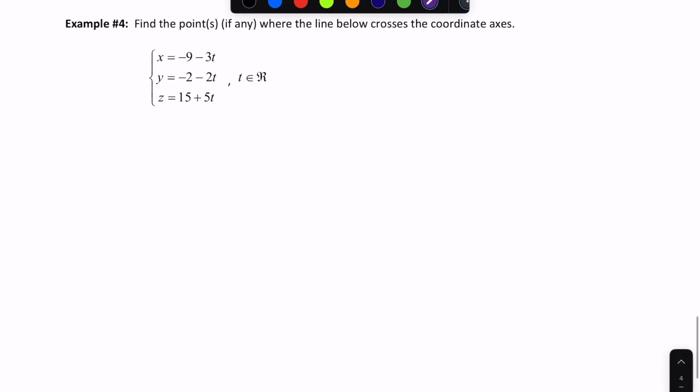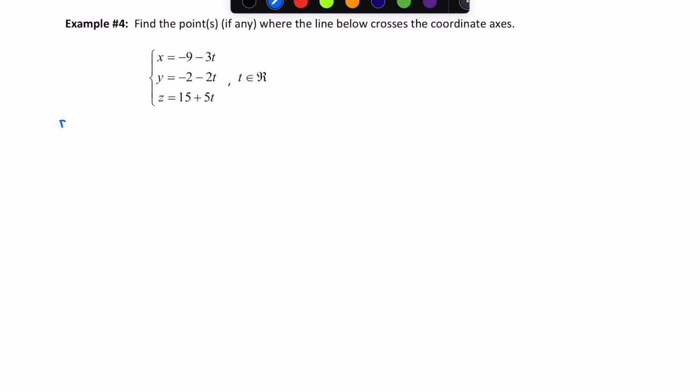Okay, and example 4 here again says to find the point or points of intersection where the line below crosses the coordinate axes. And so here we have x is equal to negative 9 minus 3t, y is equal to negative 2 minus 2t, and z is equal to 15 plus 5t, where t is an element of real numbers. So the first thing we'll look at here is the point on the x-axis, and then we'll repeat that for the y and z axes.